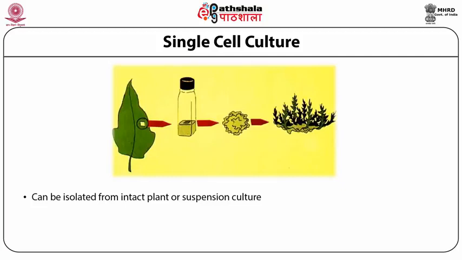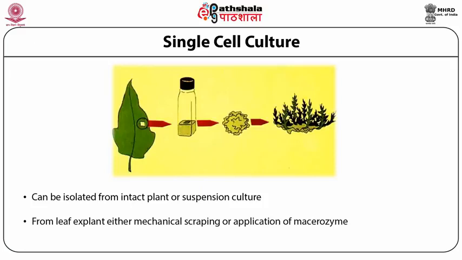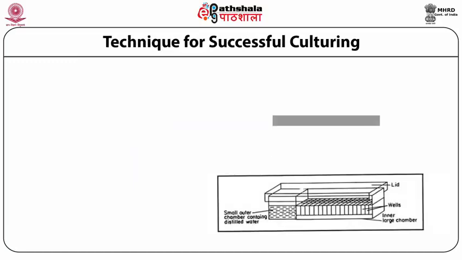Single cells can be isolated either from the intact plant, usually from the leaf tissue, or from fine suspension cultures. The cells of middle lamella, mesophyll or parenchymatous cells can be isolated either mechanically by scraping of cells, or enzymatically through application of macerozyme, or from the suspension culture produced by friable calli. There are a large number of techniques for growing single cells. And let me tell you, culture of single cells is not easy and many a time they fail to grow.